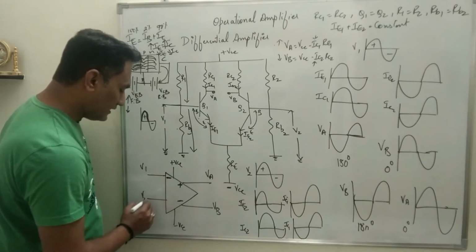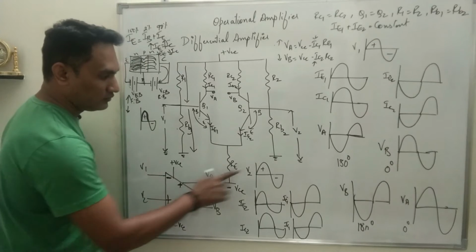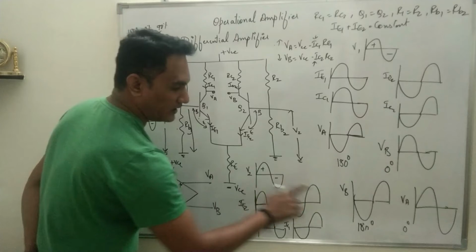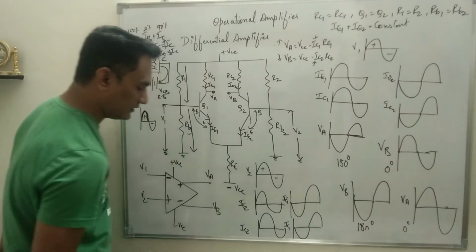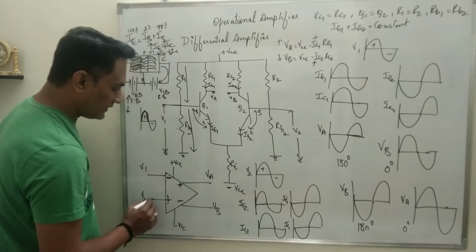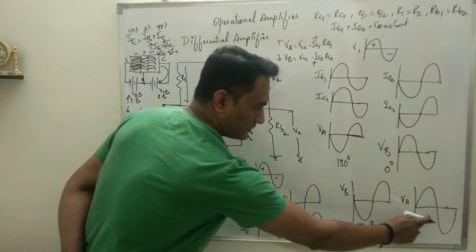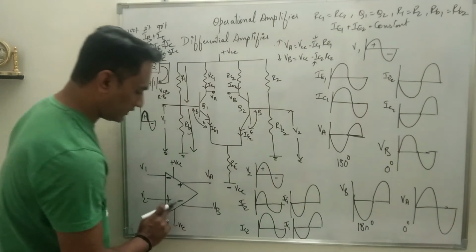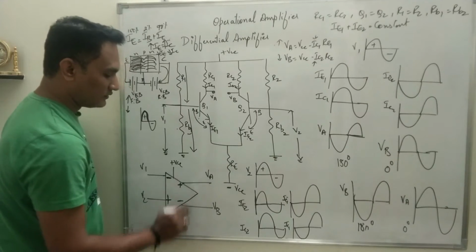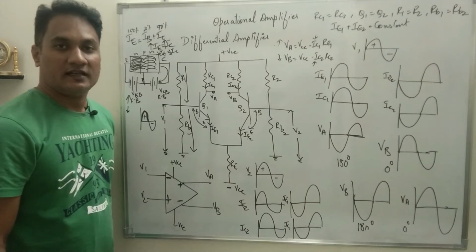Similarly, V2 we will mention as positive. So when input is applied to V2, at VB you get 180 degree phase shift, opposite polarity. So when positive is given you will get negative at VB, and when positive is given to V2, at VA you are getting 0 degree phase shift. So whatever the polarity here, the same polarity will be at VA. So this is the symbolic representation of differential amplifier.